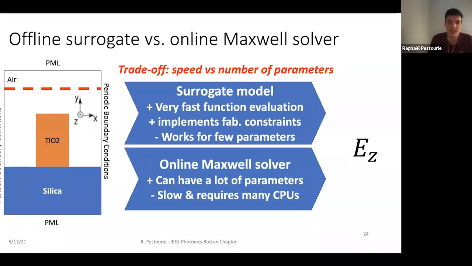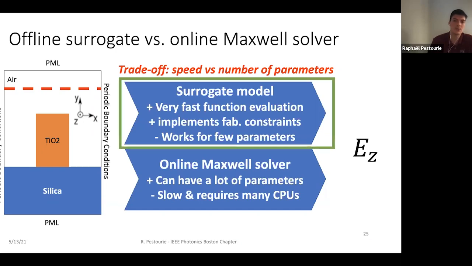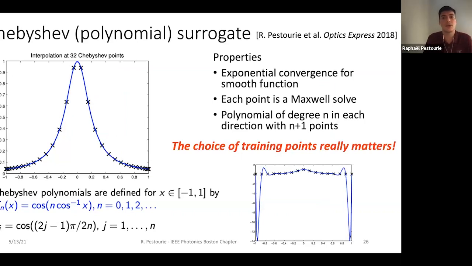You can also do design fairly quickly, leaving more degrees of freedom, doing full topology optimization. Right now, I'm going to focus a little bit on the approach using a surrogate model, which is much faster, and so scales very well. The first surrogate model I want to present is interpolation. You can use Chebyshev polynomials to basically interpolate what the transmission would be for your given parameters.